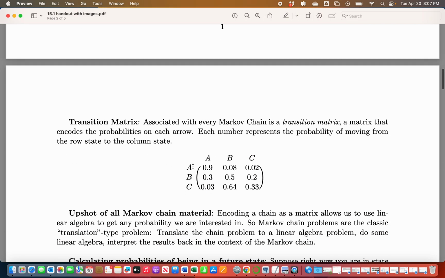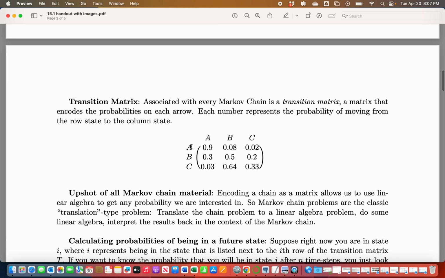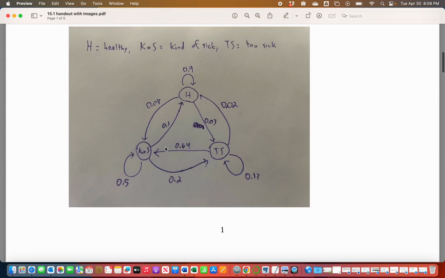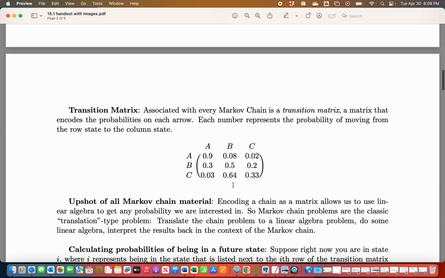So the way you read this matrix is, if I want to take a step from A to A, the from is in the row and the to is in the column. So from A to A, there's a 90% chance of that. From A to B, there's an 8% chance of that. So therefore, there's a 2% chance he goes straight from A to C. From B to A is a 30% chance. So from B to A, let's come back up here. From kind of sick to healthy, there's a 30% chance, and so on.